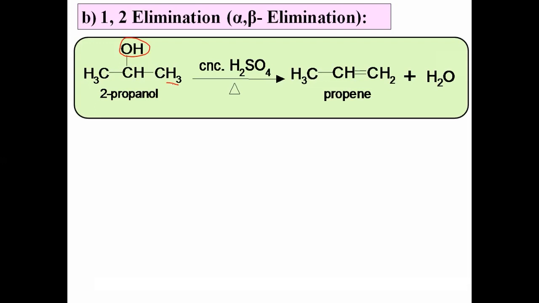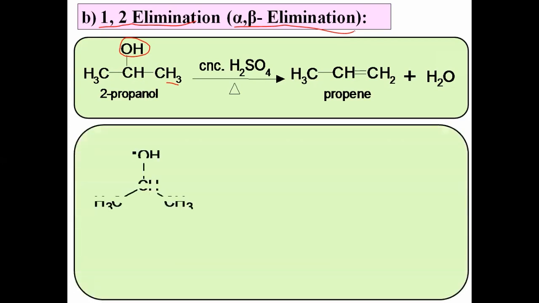But those two atoms or groups are removed from two adjacent carbon atoms, from two neighboring carbon atoms. And this reaction is called 1-2 elimination or alpha beta elimination. If two atoms or groups are removed from two neighboring carbons, then it is 1-2 elimination. And if those two atoms or groups are removed from the same carbon, then it is 1-1 elimination. Okay, this is the difference.